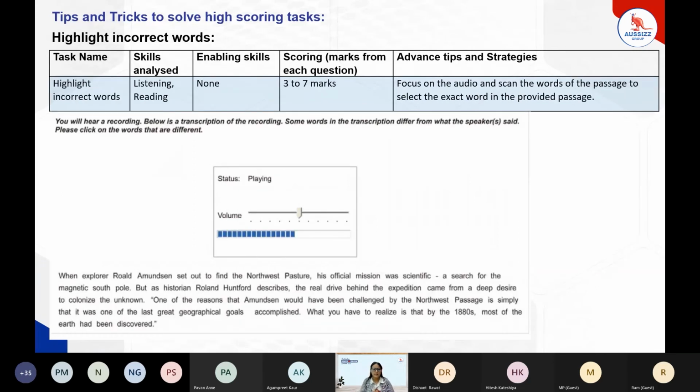All right. Next is highlight incorrect words. We have to listen to the audio and highlight the words which are not correct as per the audio. For example, in the audio they were speaking about an astronomer, but it is written as explorer. So I just have to click on that particular word and select it. If that is selected, I will get +1 mark for each correct response. Scoring is 3 to 7 marks. Going with the very basics, the tip here is to focus on the audio and click on the word immediately once you hear that it is different from the audio given.